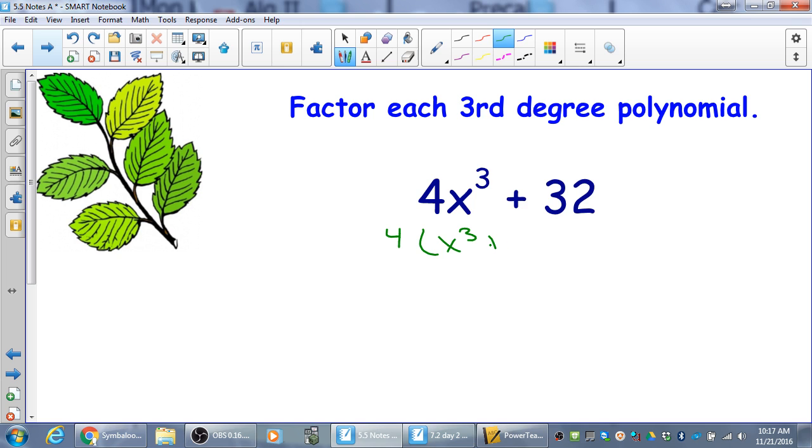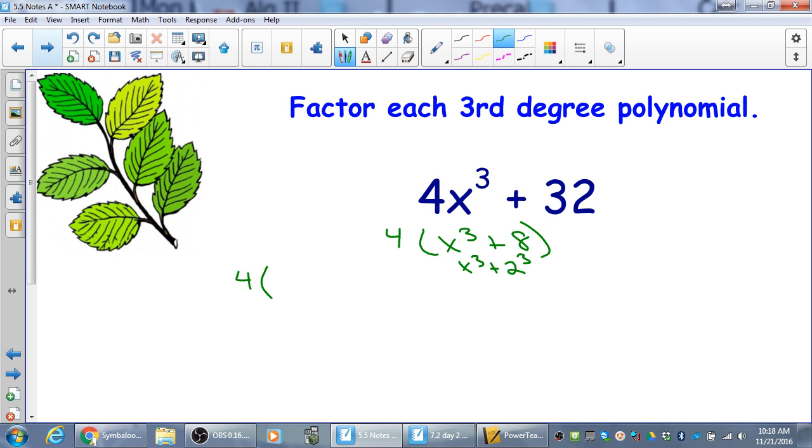That's x to the third plus 8. Those are perfect cubes. X to the third is a perfect cube. 8's a perfect cube. So to get the sum of two cubes, we had to factor out. Now you got to bring the 4 with. This is x to the third plus 2 to the third. So your a is x and your b is 2.